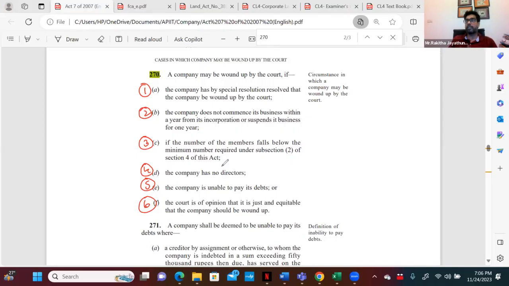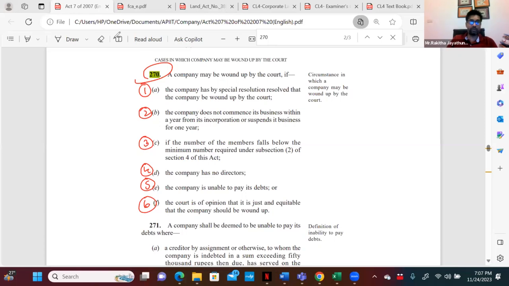If you have come to a situation where all the directors have resigned and the company has no directors, you can obtain a court order to wind up the company. The company is unable to pay its debts. There is a definition given here, but that is also not important. Don't waste your time. You just have to write down this. The other one is that the court is of the opinion that it is just and equitable that the company should be wound up. So if you write down these, extracting from the relevant section 270, you score 5 marks.